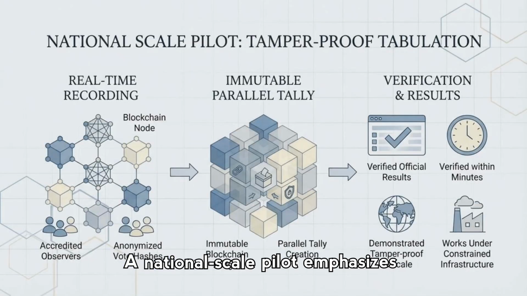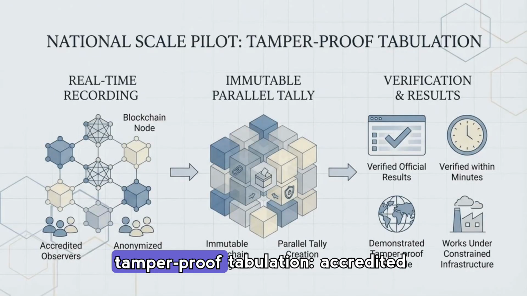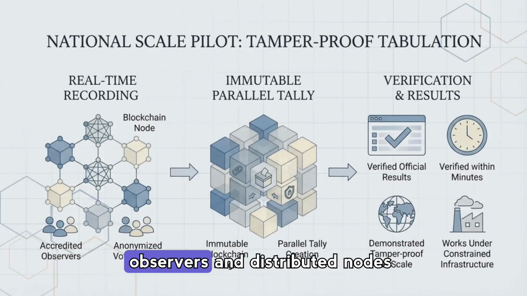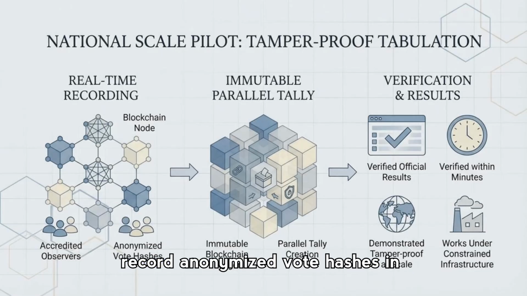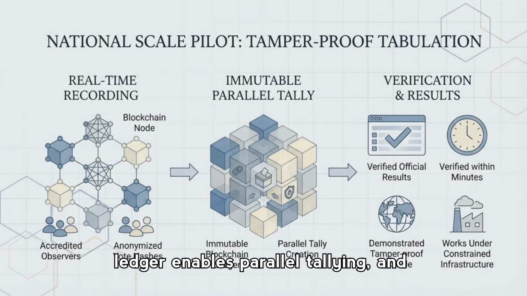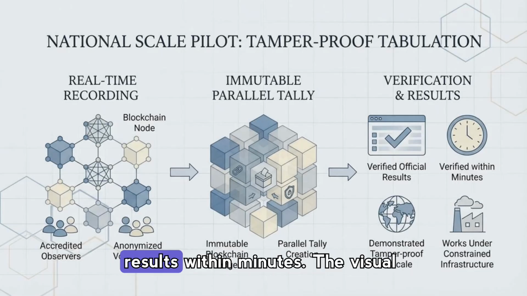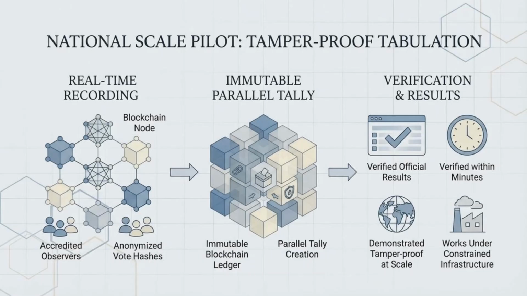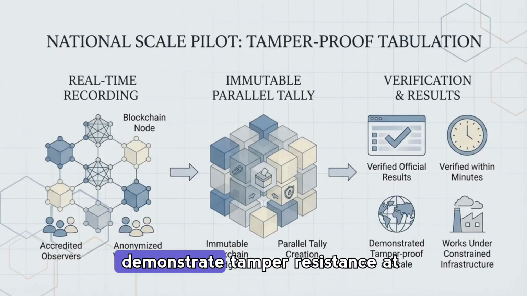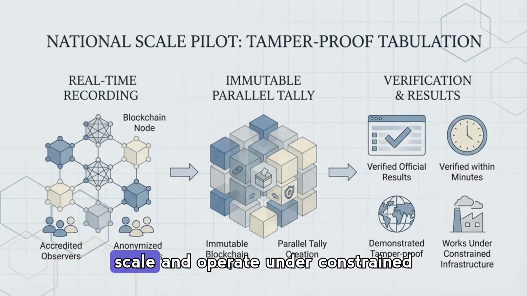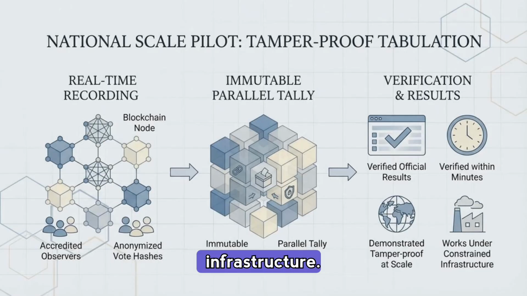A national-scale pilot emphasizes tamper-proof tabulation. Accredited observers and distributed nodes record anonymized vote hashes in real time. An immutable blockchain ledger enables parallel tallying, and verification tools deliver official results within minutes. The visual illustrates how this architecture can demonstrate tamper resistance at scale and operate under constrained infrastructure.